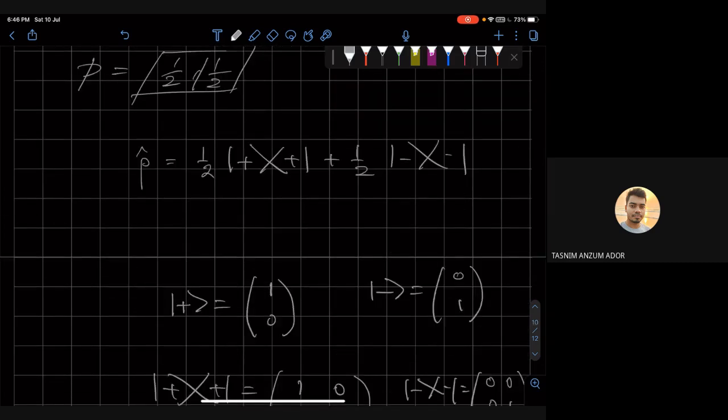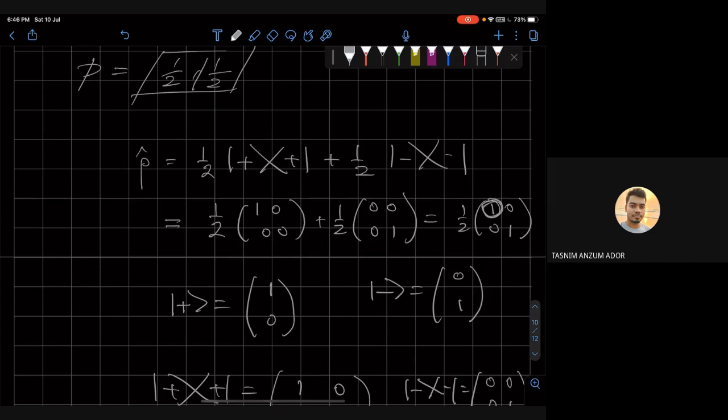So then our density matrix is going to be half 1, 0, 0, 0 plus half 0, 0, 0, 1, or half 1, 0, 1, 0. Okay? So what is this saying? It is saying that this state, which is associated with this guy, has a probability of occurring with probability half. And this state, which is associated with this state, has a probability of occurring also with half.